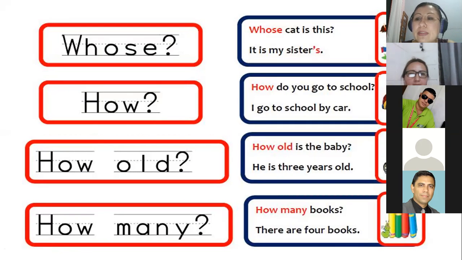How many? ¿Cuántos? How many is for countable nouns. Para sustantivo, ¿verdad? Que sí lo podemos contar. How many books? There are 4 books. ¿Cuántos libros? Hay 4 libros. Okay, let's repeat. Whose cat is this? It is my sister's.